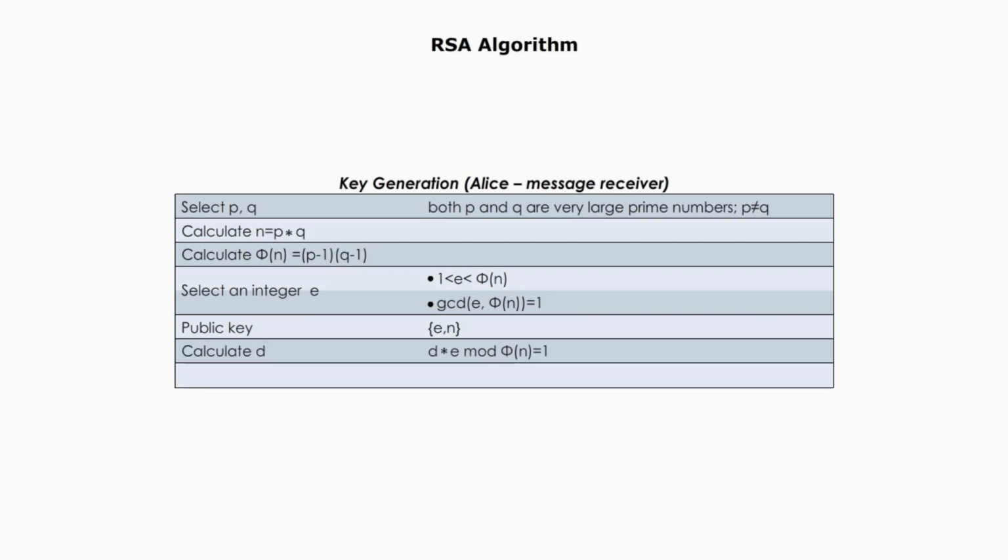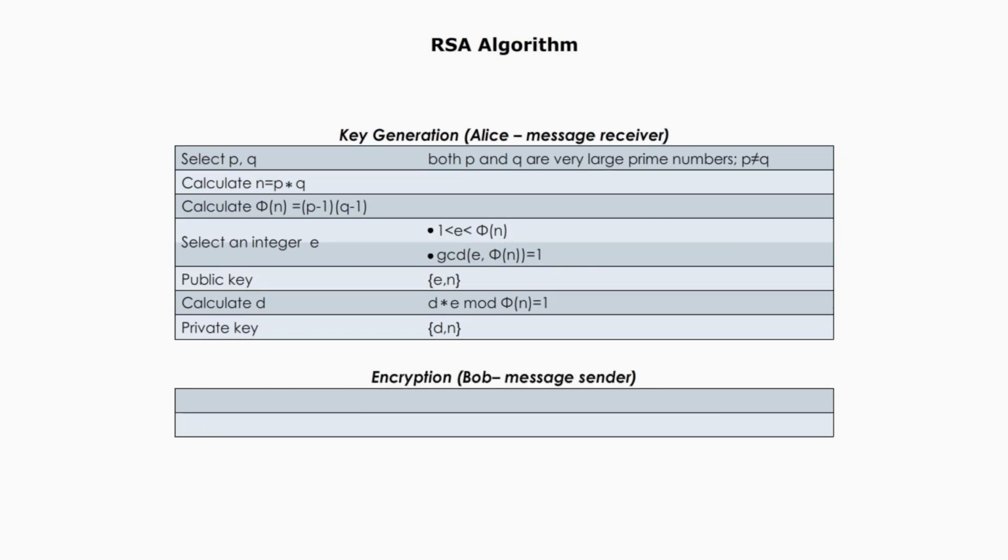Now Alice will also generate her private key. Private key D is calculated from the numbers phi of N and E. Calculate private key D such that D times E modulo phi of N equals 1. And D can be many different numbers. We simply choose one number. Alice gets the private key D and N, which she will keep and use to decrypt the message.